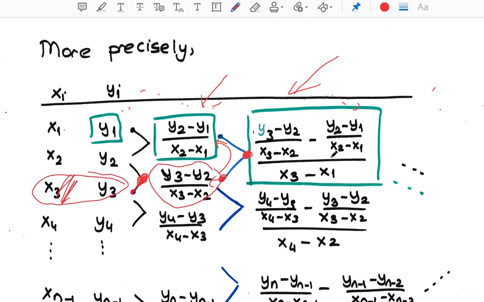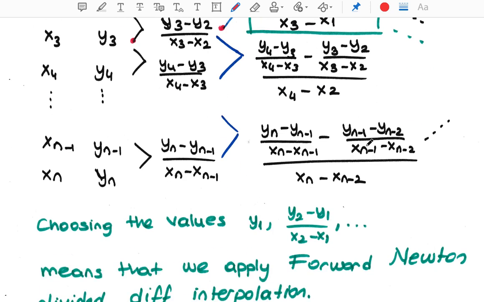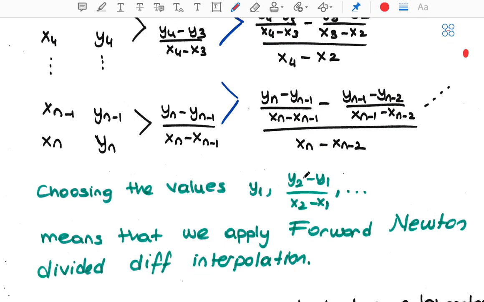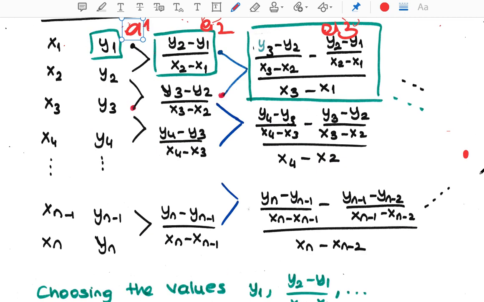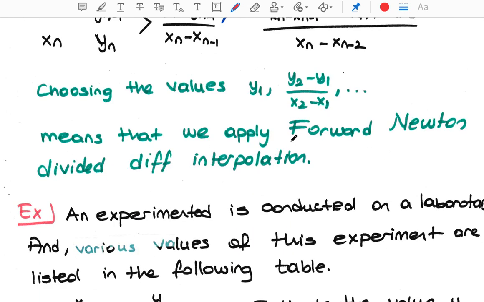We will continue with our new expression. Let us continue. We will do this process all the time until we see just 1 point there. Okay, choosing the values y1, y2 minus y1. So I wrote it. Here is a1, this is a1, it is a2, this is a3. They are all called coefficients, okay? Yep, we continue with forward Newton divided difference interpolation.